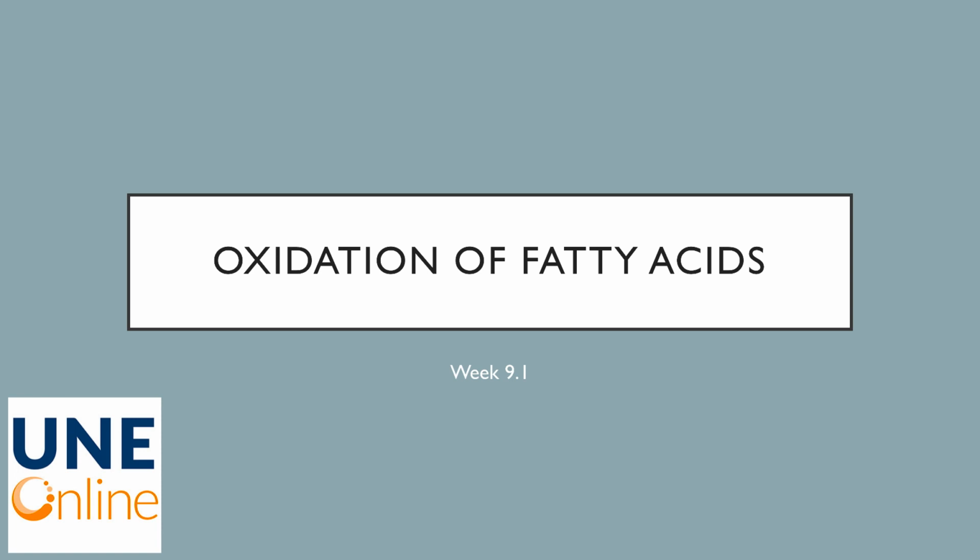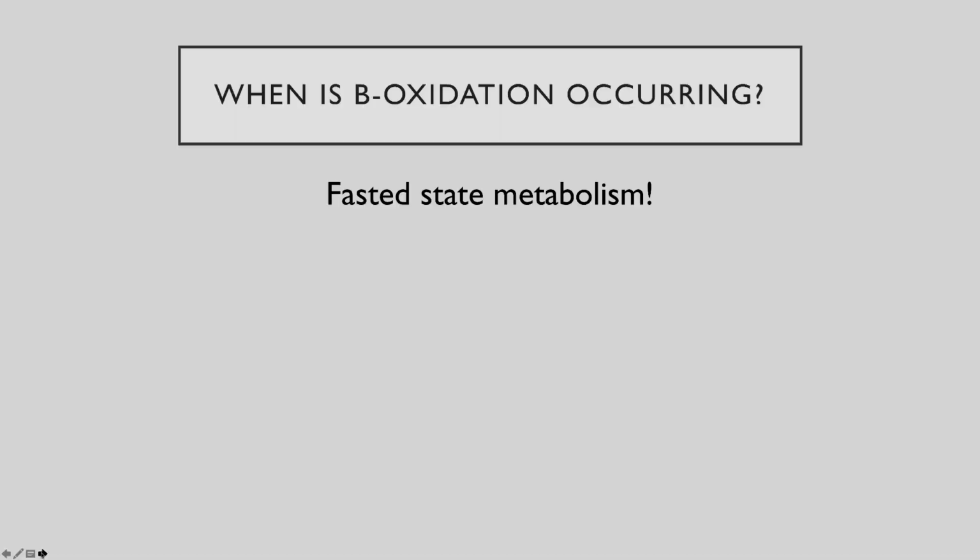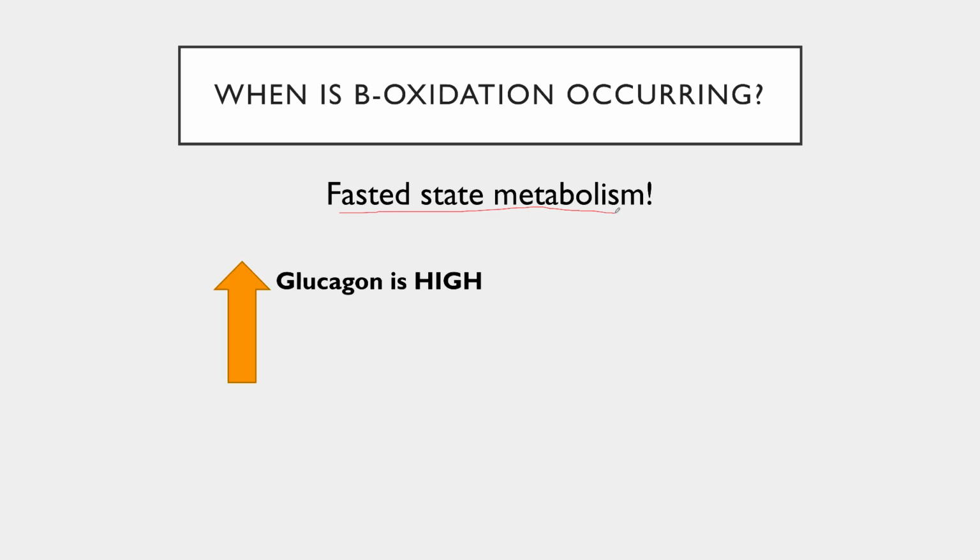So as we talk about the oxidation of fatty acids, I want you to keep a couple things in mind. First, fatty acid oxidation is a high energy yielding process, and it can support the cellular needs during fasting and under conditions when excess energy is needed. So when is beta oxidation occurring? It's again a fasted state metabolic pathway. So this is happening when glucagon is high and insulin is low.